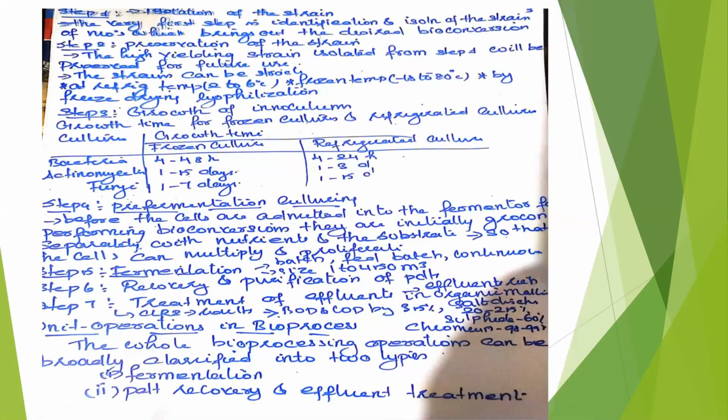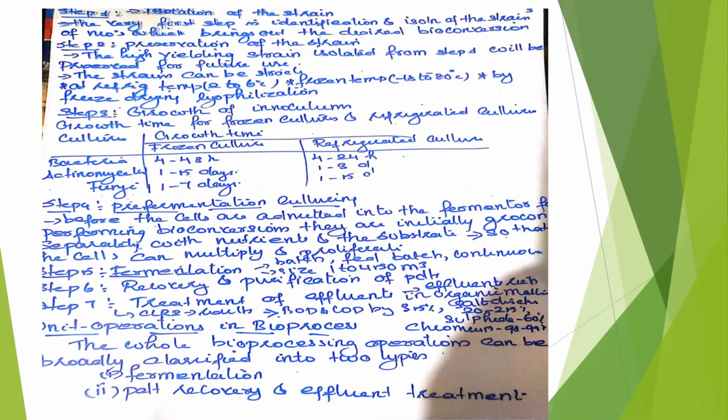Step 1 here is isolation of the strain. As I told, this is the very first step, identification and isolation of the strain, to bring out the desired bioconversion. So depending upon the product, you have to identify the strain. Step 2 is preservation of the strain. The high yielding strain obtained from step 1 will be preserved for future use.